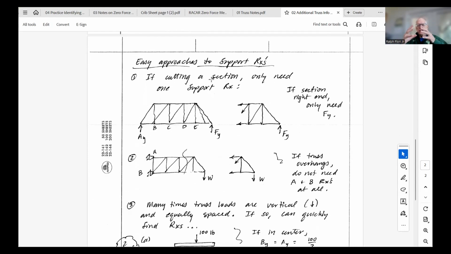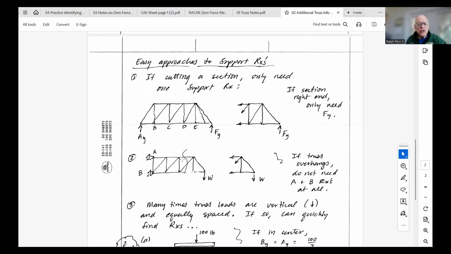Earlier, I said you should find the support reactions. Well, especially on an exam, you don't have much time. So first of all, the support reactions are probably going to be given. If that's true, that's good. Another way to save effort is that if you're going to be using the method of sections where you cut this guy, and take the right-hand free body, then all you need to find is Fy. You don't need to find Ay, for example. And so if you just need one, find one.